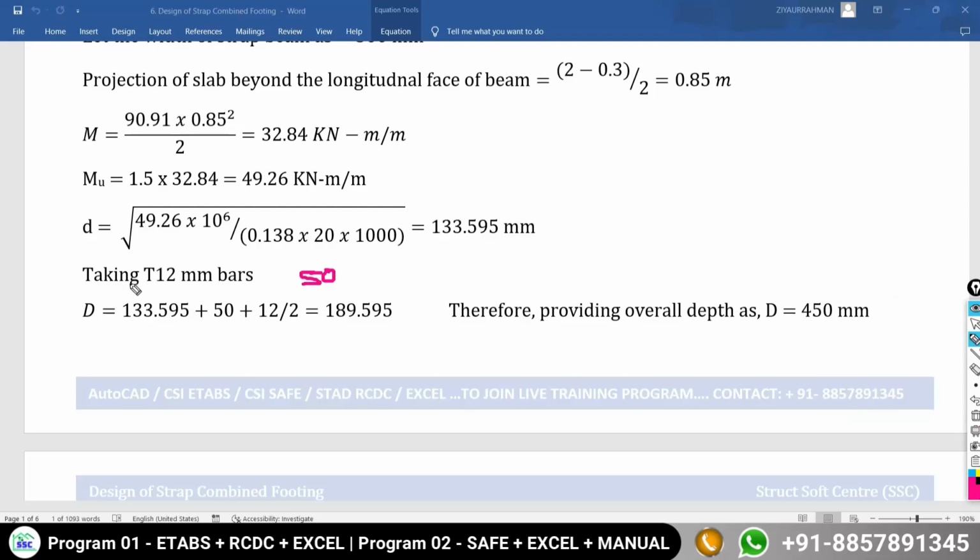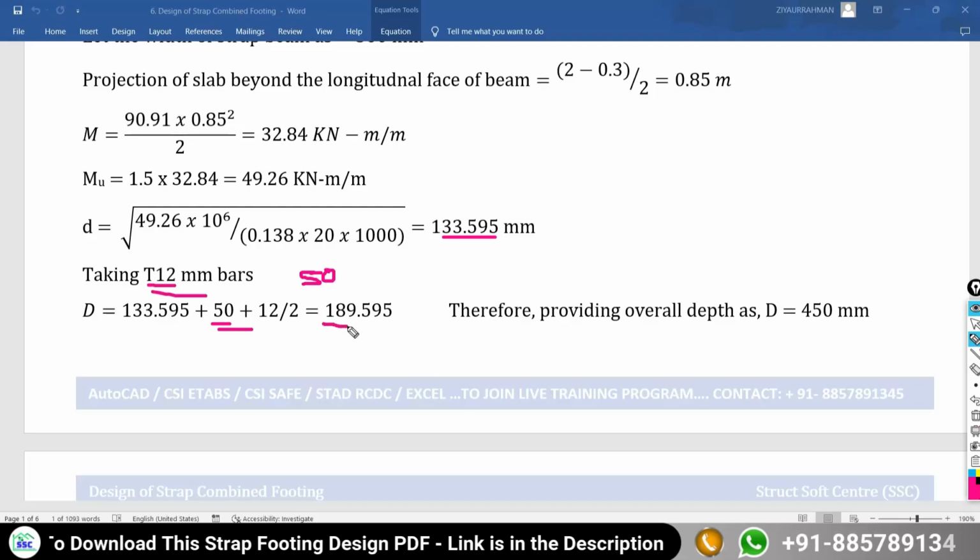So the formula is going to become what? Effective depth plus clear cover plus half of your diameter of bar. So it is going to become what? 189.595 is the overall depth required for the flexure.